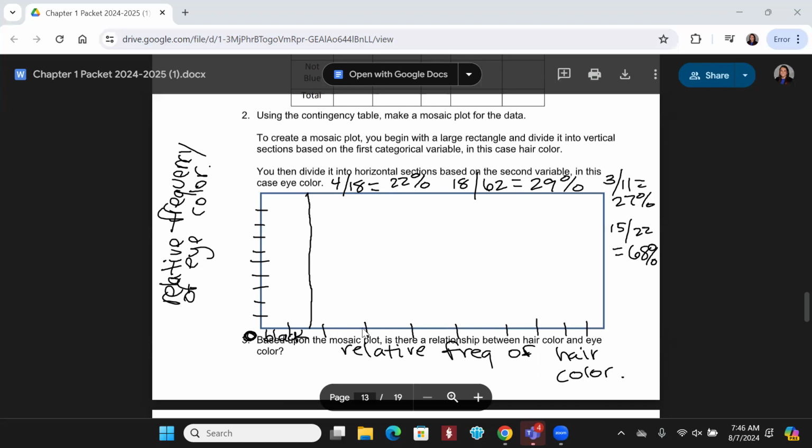So 10, 20, 30, 40, 50, 60. These are not spaced out correctly. Give me 1 second. Sorry, it looks a little janky. I promise it's a lot more challenging to write on this thing. 1, 2, 3, 4, 5, 6, 7. Okay, so right in like here. And we're going to call this brown.